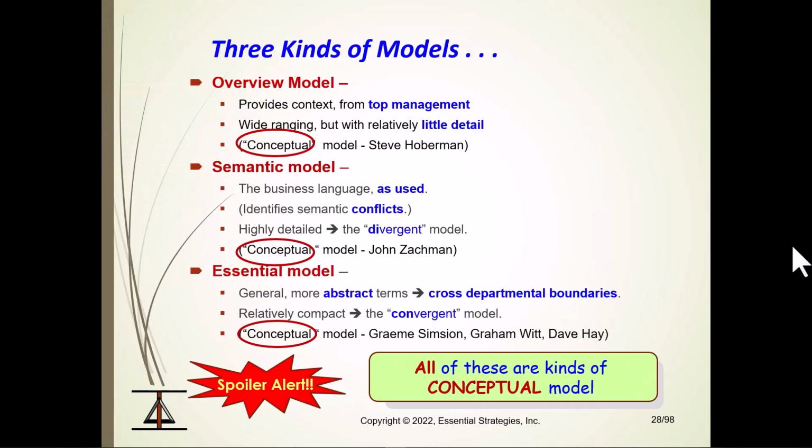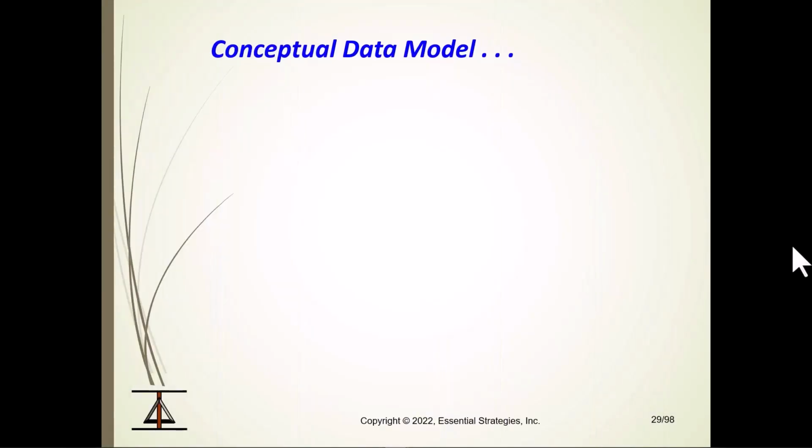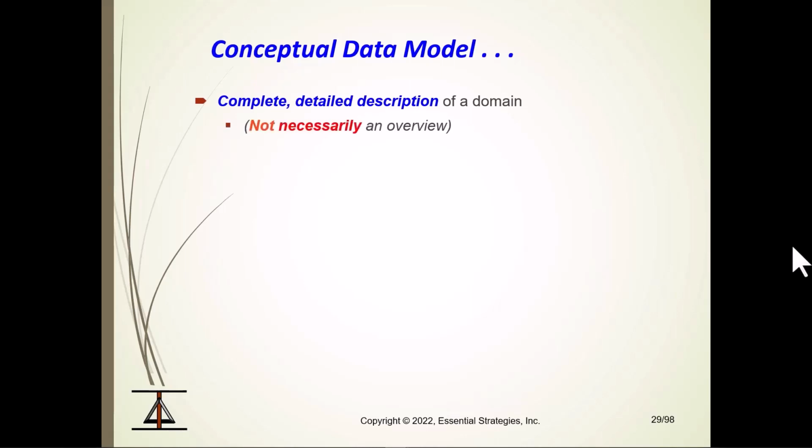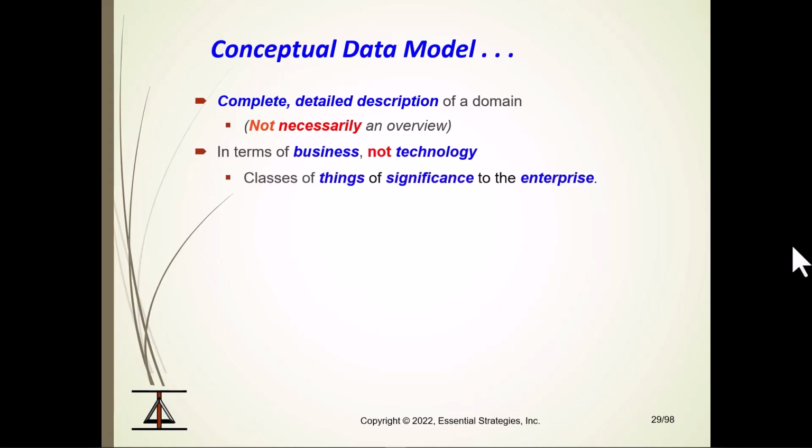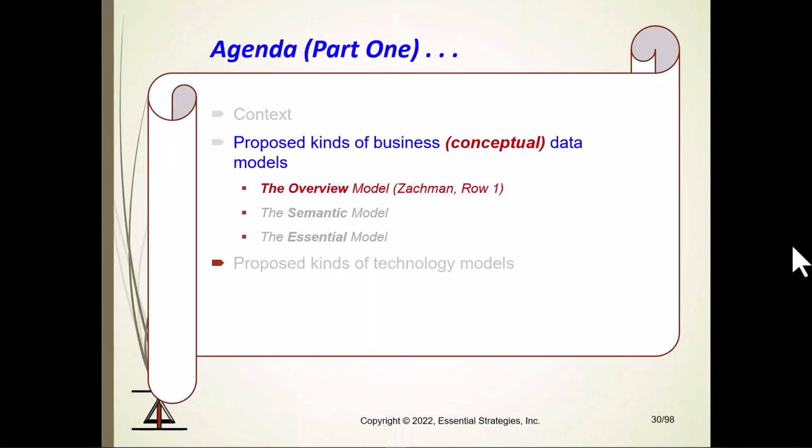Okay, so what exactly do we mean by the conceptual data model? First, it is a reasonably complete, detailed description of a domain, which is to say, an area of interest. It is not necessarily an overview, unless that is what is agreed to be what it is. More of that in a moment. It is in terms of business, not technology. That is, it's in terms of the classes of things of significance to the enterprise. These things of significance are the concepts. Hence, we are concerned with conceptual model. Where present, each one-to-many relationship represents 2 assertions about the nature of the enterprise.